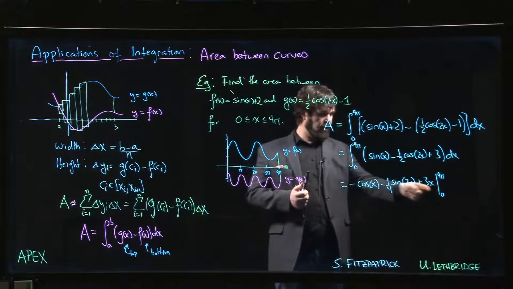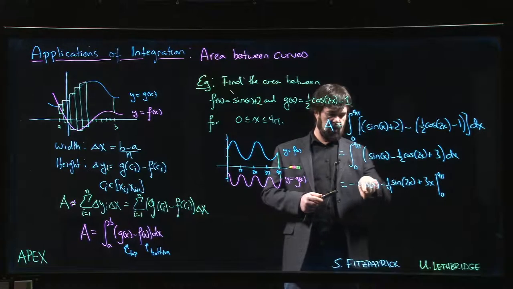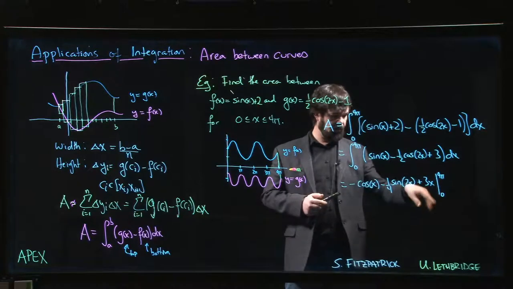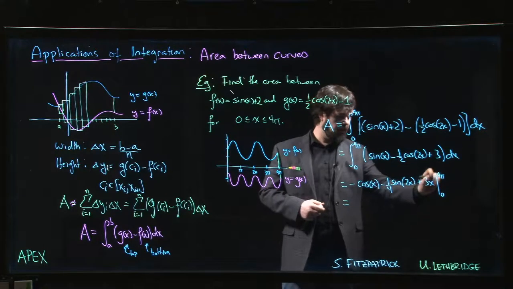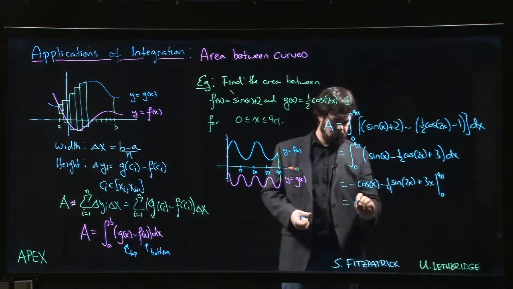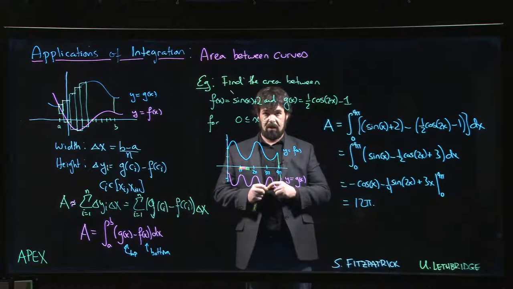And even then, right, 0 to 4 pi is a complete cycle. Cosine is going to have the same value at 0 that it has at 4 pi, right? So the contribution from this term also cancels out. So actually all we got to really worry about is plugging in the values for x here. And so with it to work, you can see that the answer should be 12 pi.